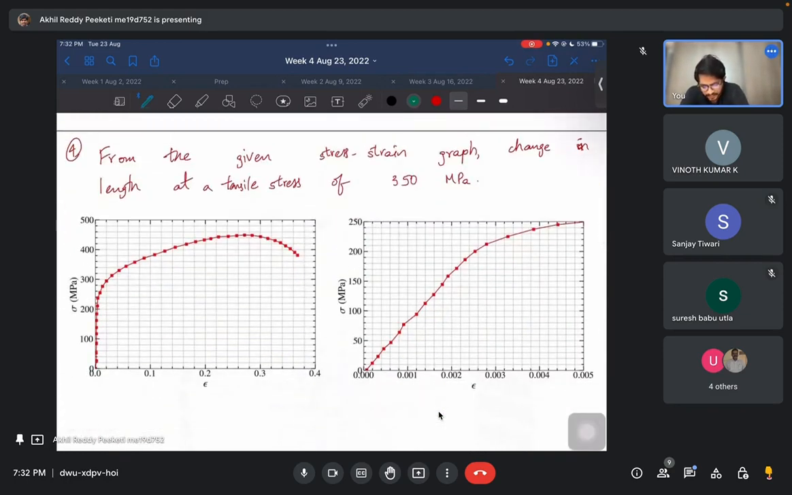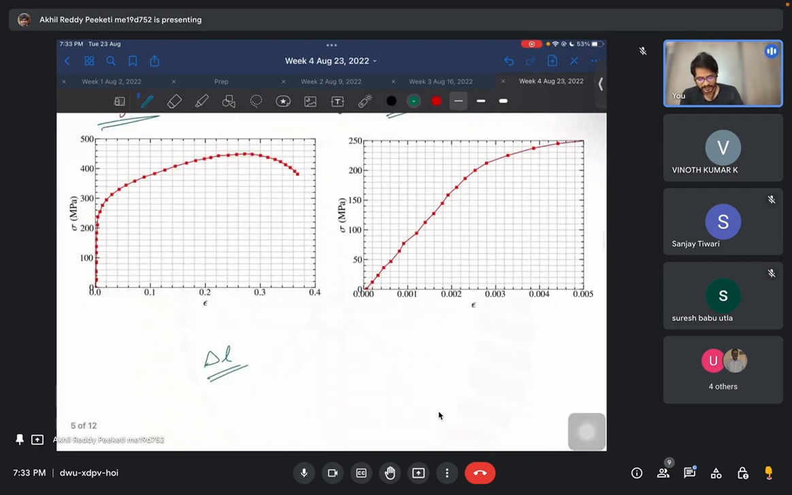Next question, for the length: given the stress strain graph, what is the change in length at a tensile stress of 350 MPa? So we were given the stress state and asked what is the length of the specimen at that state. Is this straightforward, or does anyone have an opinion on how we can do this? Basically we were given the y point and the graph is given. We are asked to identify the x. So change in length we are asked, right? So delta L.